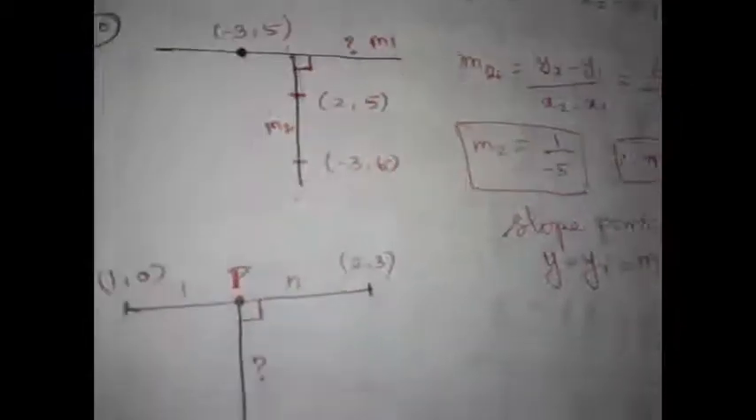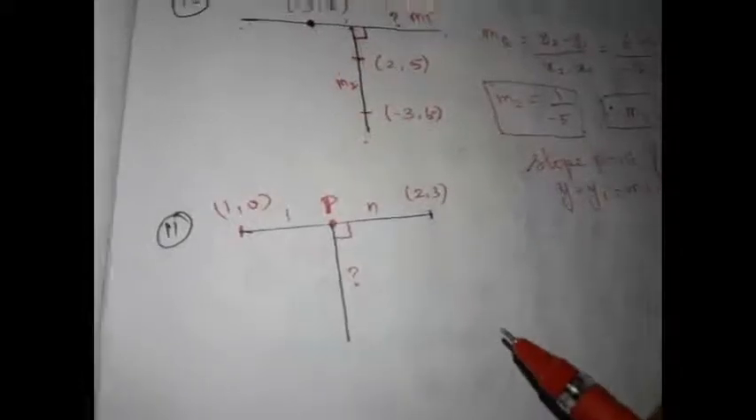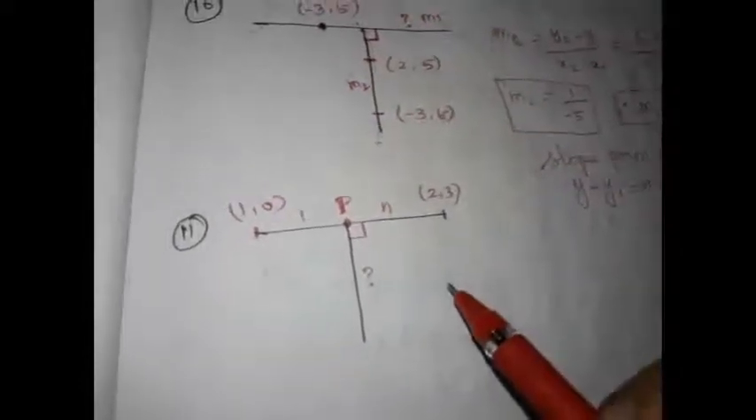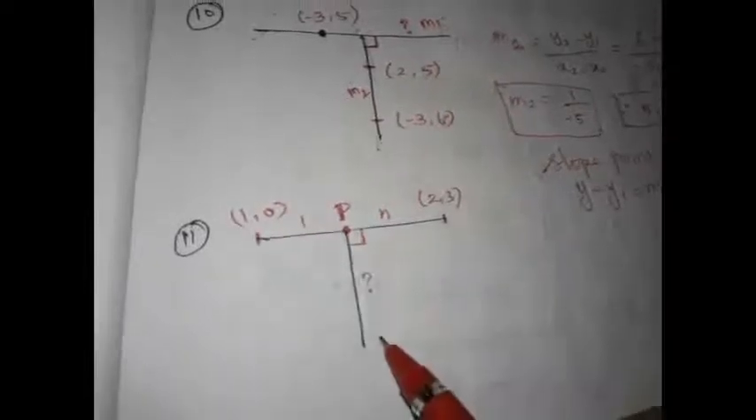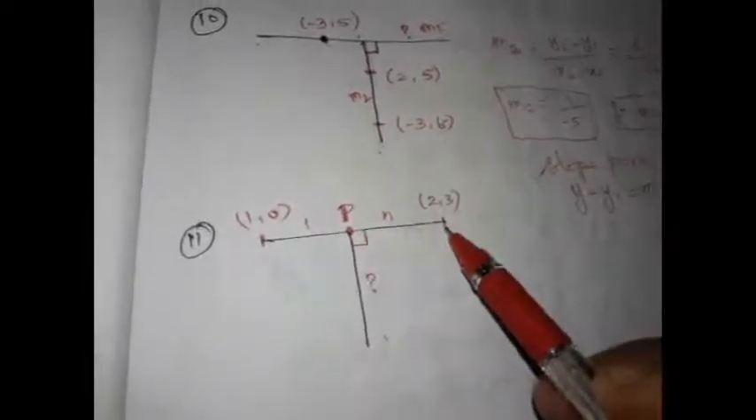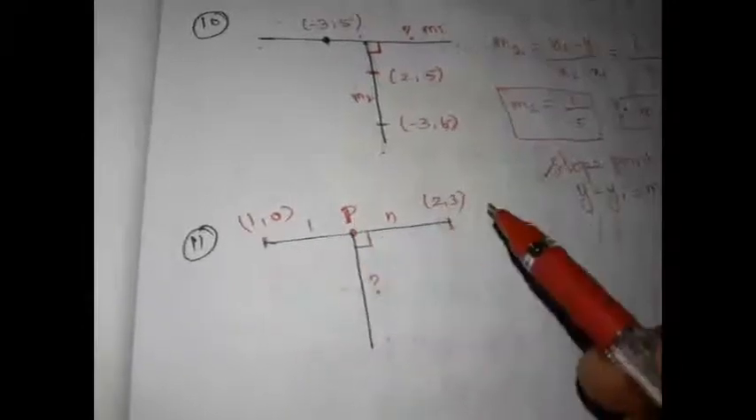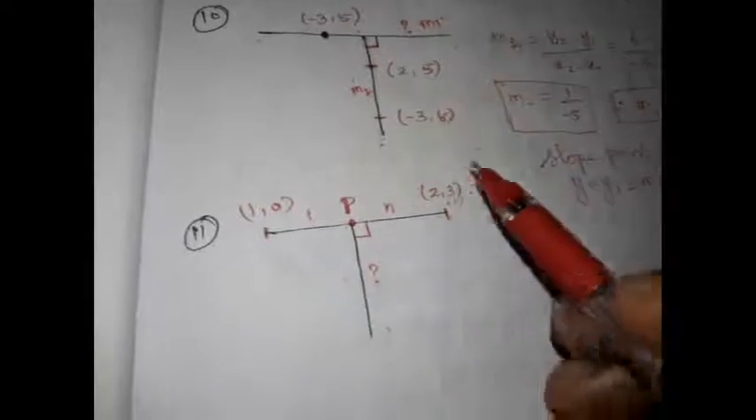Now let us move on to the next question, 11th one. What is given? Find equation of the line passing through... 11th one, I am reading 12th one, sorry. 11th question: a line is perpendicular to the line segment joining the points (1, 0) and (2, 3) and divides it in the ratio 1:n. Find the equation of the line.